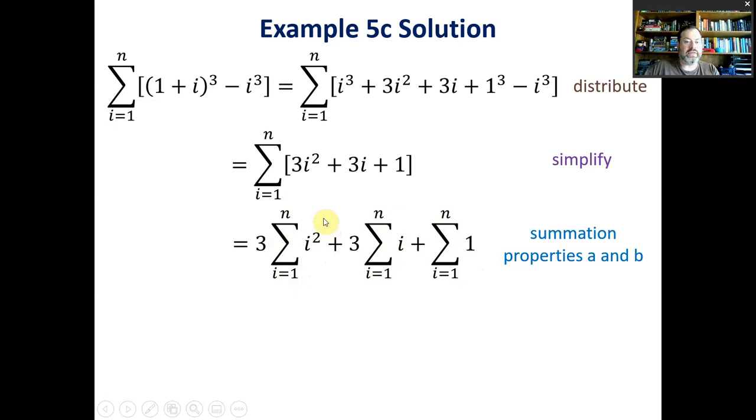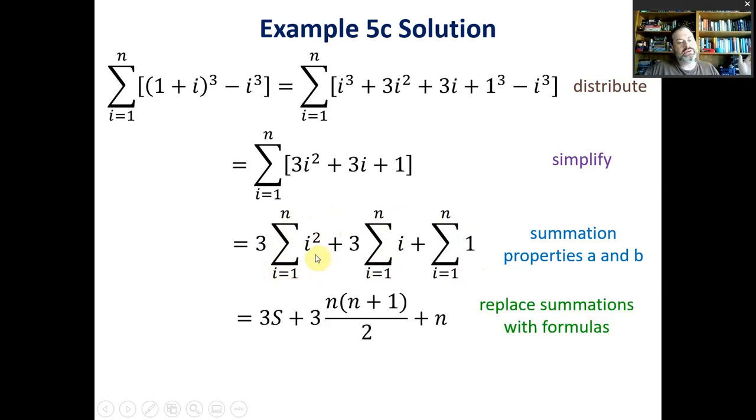But we do know that this sum is called S. We did that on the previous slide. So you replace everything with formulas. Again, we don't know this formula, but we do know it's called S. So I proved that this guy equals n. I proved that this guy equals n times n plus 1 over 2. And this one, I just called it S a couple minutes ago. So then I simplified it. So we have T equals 3S plus 3 halves n squared plus 5 halves n.